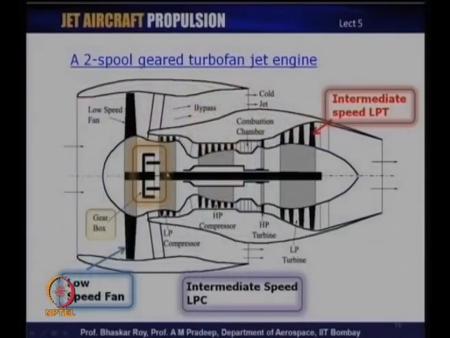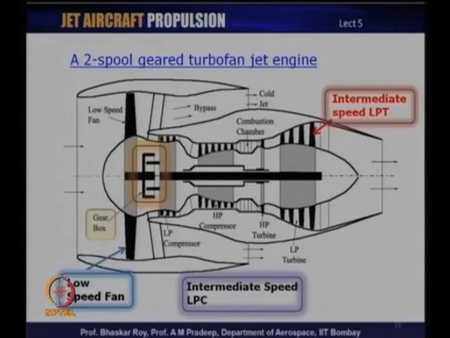Let us take a look at this geared turbofan engine, which is basically a turbofan engine, a bypass engine, a high bypass engine, but uses a different kind of mechanism. Let us take a look at that. You see, just like a propeller, there is a huge gearbox that is placed over here. Now, this gearbox is run by this intermediate speed LPT. This is an LPT, a low pressure turbine, as before.